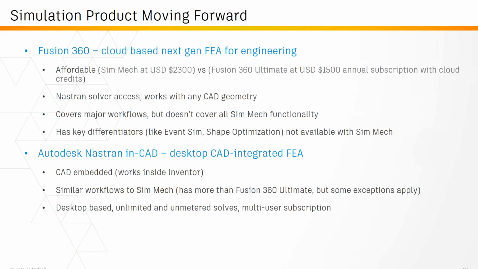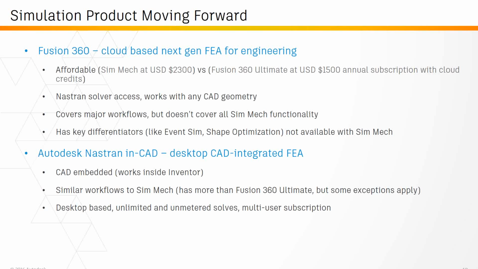So we'll briefly talk about the simulation products moving forward. The two main options that you have here are the Fusion 360, more of the cloud-based and fully integrated into CAD design and CAM, a single platform for all these different tasks and sections of your project. So on the Fusion 360, that's a more affordable way. Fusion 360 Ultimate is a $1,500 annual subscription, which is going to include those cloud credits, versus the maintenance of simulation mechanical at $2,300.